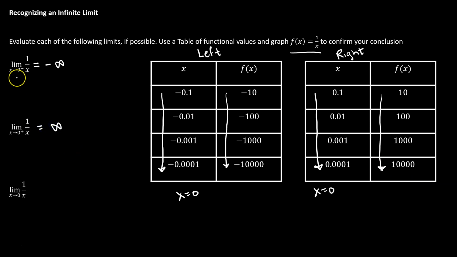Now we have our left-sided limit equal to -infinity. Our right-sided limit is equal to +infinity. This last limit down here, this is our two-sided limit. In order for the two-sided limit to exist, the left limit and the right limit have to match. And although these might look similar, one of them's negative, one of them's positive, they are not equal. Therefore, this two-sided limit does not exist.